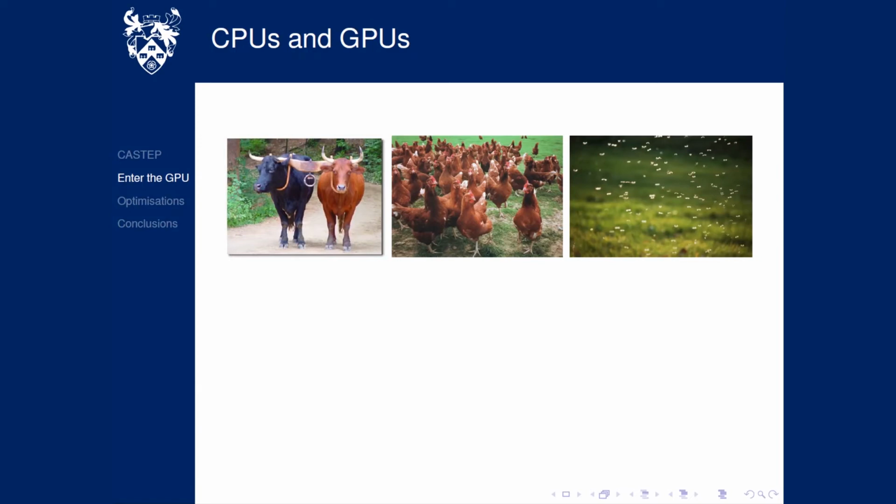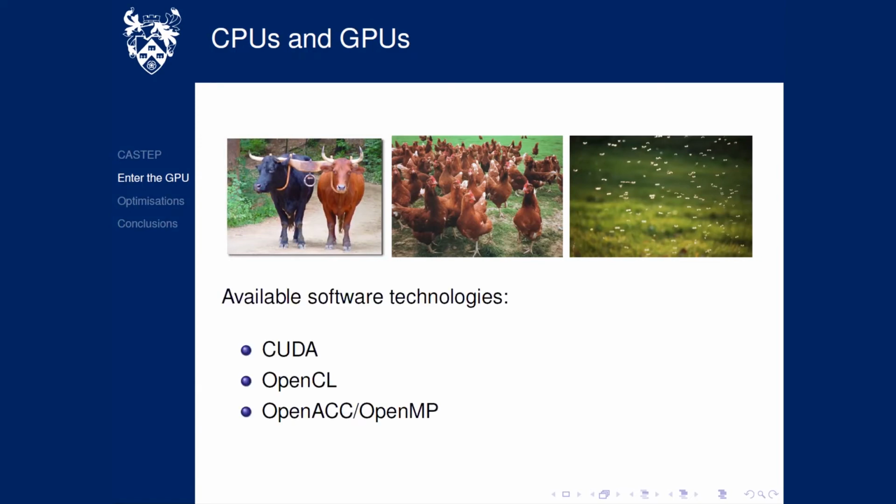There are various software technologies available to do this. Probably the one that gets the most press is CUDA. CUDA is a proprietary software technology by NVIDIA. It only works with NVIDIA GPUs by design. And there are only a handful of CUDA compilers for C, C++, and there is only one for Fortran.